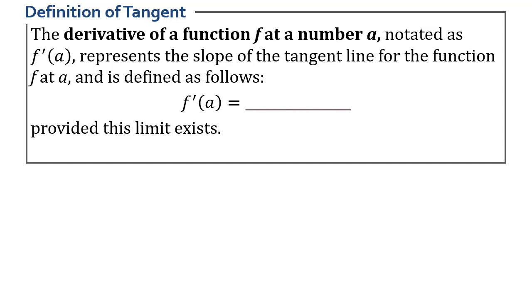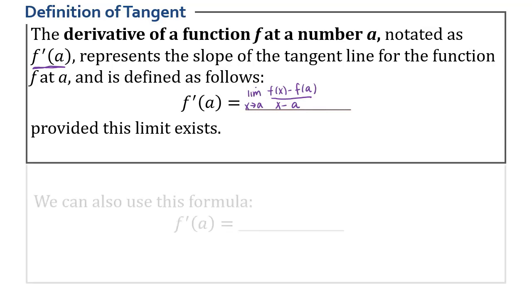The derivative of a function f at a number a, notated f prime of a, represents the slope of the tangent line for the function f at a, and it's defined as follows. The limit as x approaches a of f of x minus f of a all over x minus a. You may recall this formula that we used back when we were finding the slopes of tangents, the longer way. That's provided this limit exists.